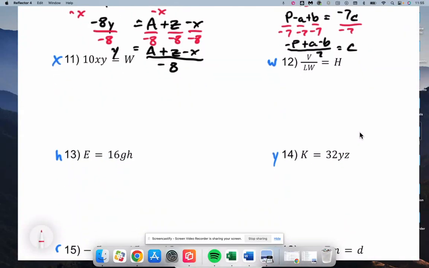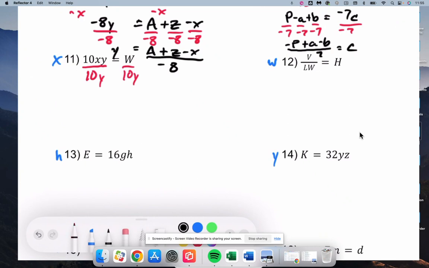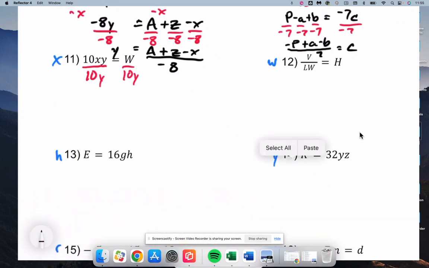And for 11 and 12, we are solving 11 for x. The trick to reading these is remembering that 10, x, and y are all being multiplied together, so we can divide by any combination of them at the same time. So we're going to divide by 10y, and that's going to cause the 10 and the y on the left to divide out, leaving only the x. That's going to be equal to w over 10y.